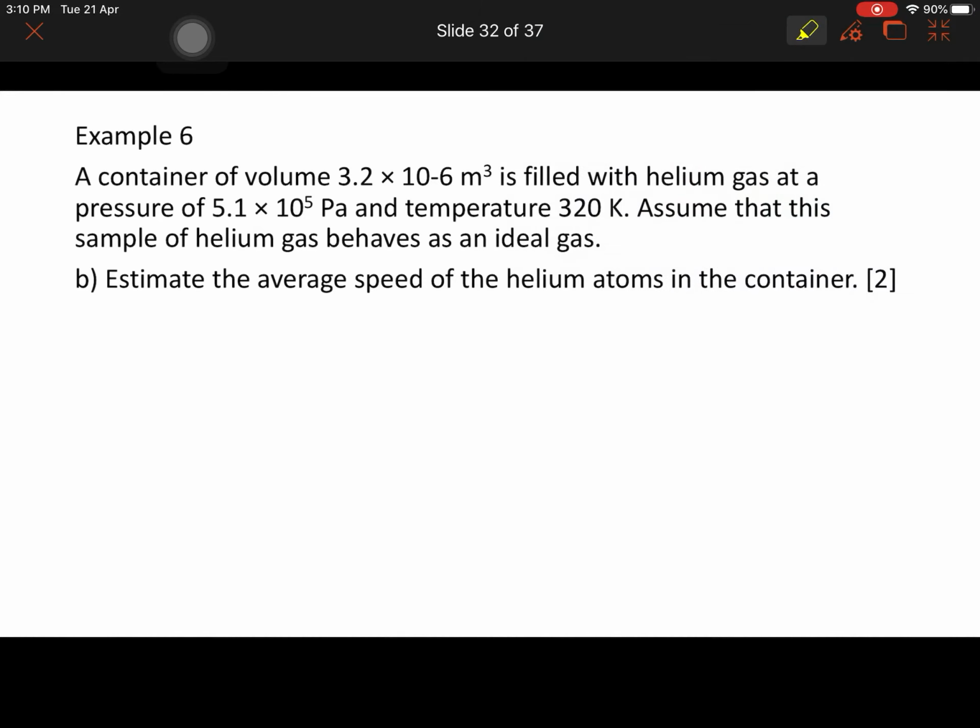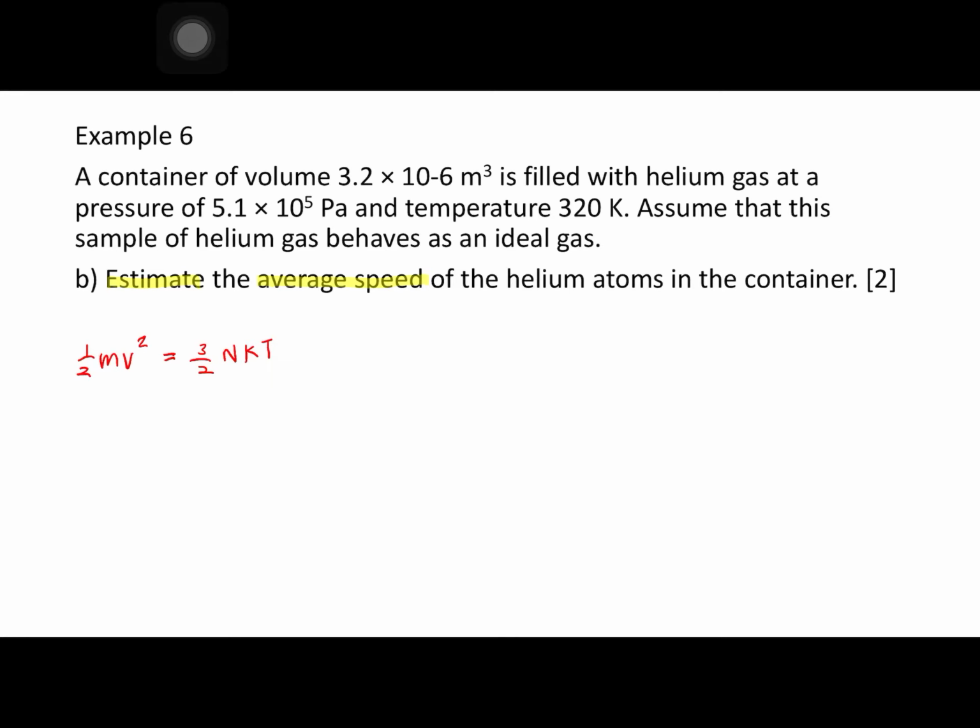Part B. They asked us to estimate the average speed of the helium atoms in the container. So if they ask us for speed, which formula gives us speed? If we look at our data booklet under topic 3.2, there's nothing that gives us speed, right? But it gave us kinetic energy. And what's the formula for kinetic energy? Half mv squared. And over there you have your speed, isn't it? So you have half mv squared, kinetic energy, is equal to 3 over 2 nkT.